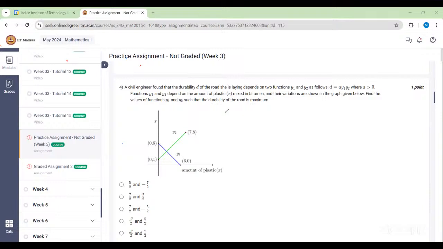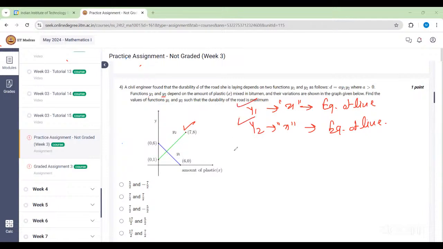Okay, so here two functions are given, y1 and y2, and they are dependent on some variable x. The graph is shown here. From the graph, we can easily say that y1 is nothing but the equation of a line passing through 2 points, and y2 is also the equation of a line passing through 2 points, and these 2 points are given to us. So we can easily find the functions which represent y1 and y2, just by our slope-intercept formula or two-point line formula. So once you find y1 and y2, you can find the function D.